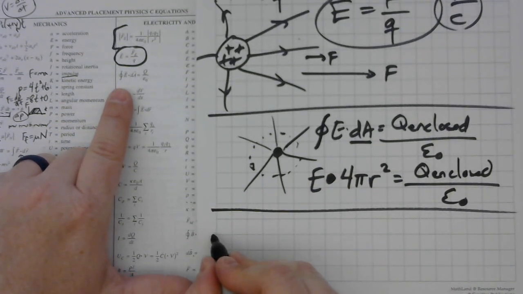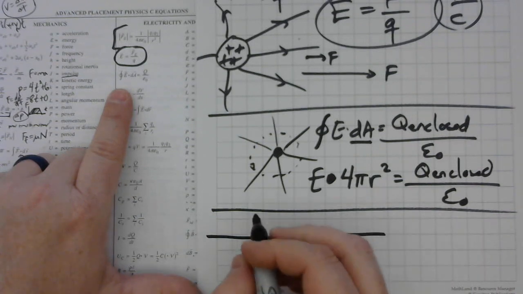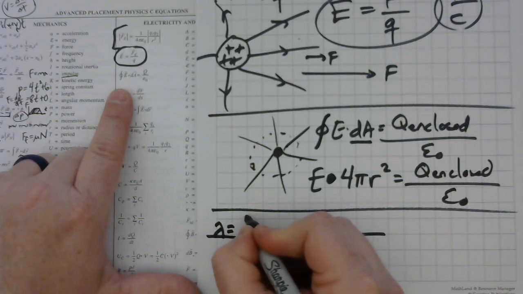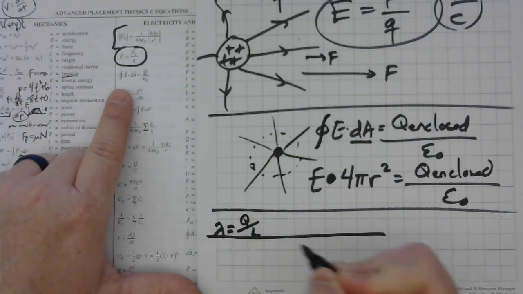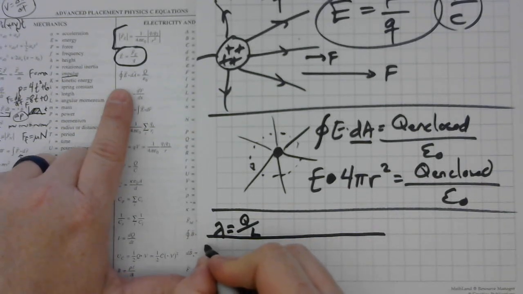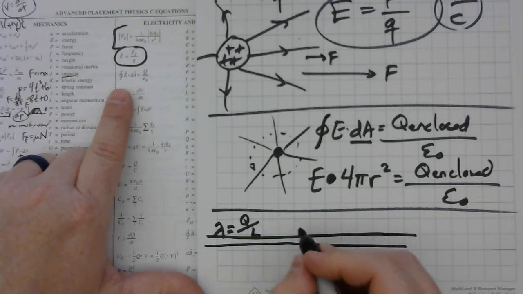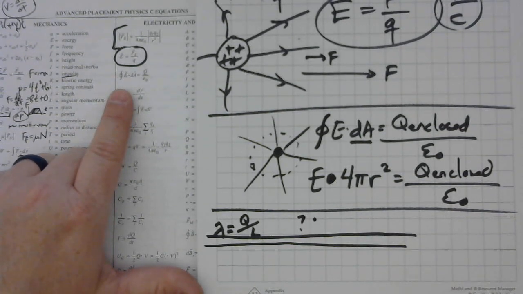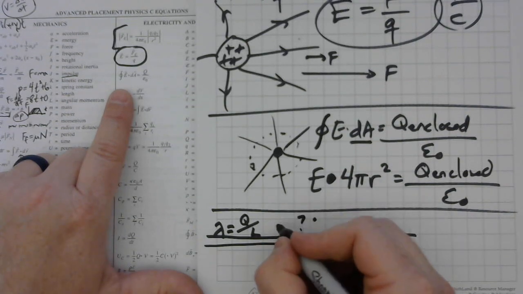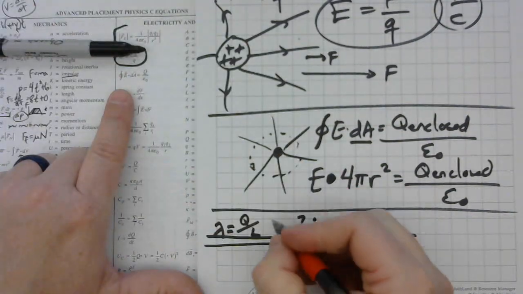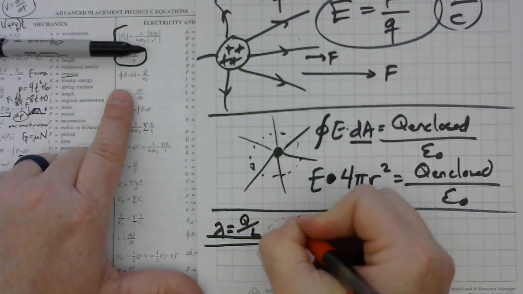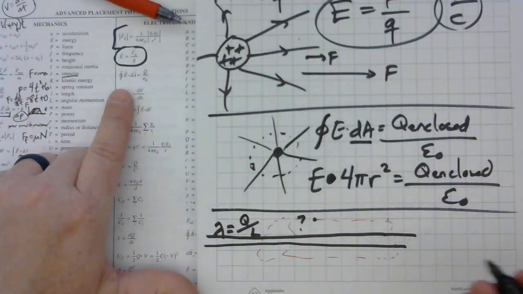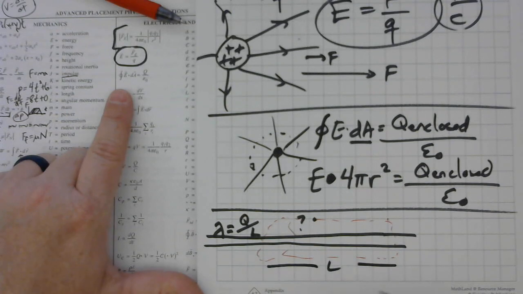Now the question is, what happens if I have a really long piece of metal that has a line density, which is charge per length? It's like a piece of metal that goes hundreds of feet. What would the E field look like here? What I would do now is draw a surface around this, and that surface would be a cylinder, a cylinder with a length L.